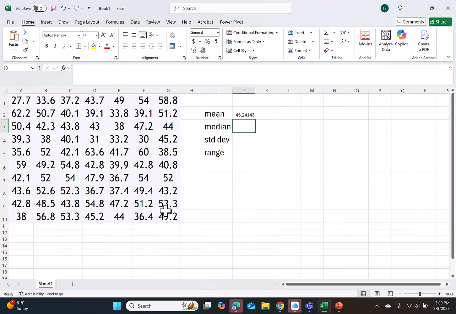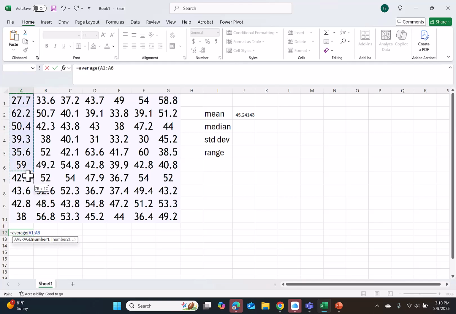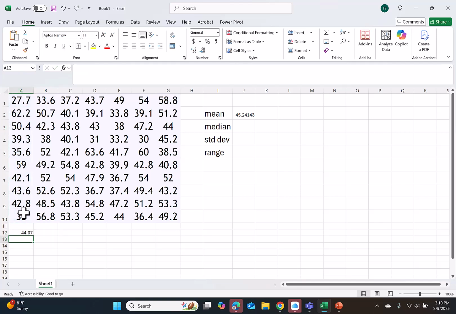Let's check to make sure it did all of it. Let's go underneath our first column and type equals and average again. And I'm going to highlight the first column. Notice this average was 44.07 versus the average of the whole data set, which came out to 45.24. So you can see it did the entire set and not just the first column.